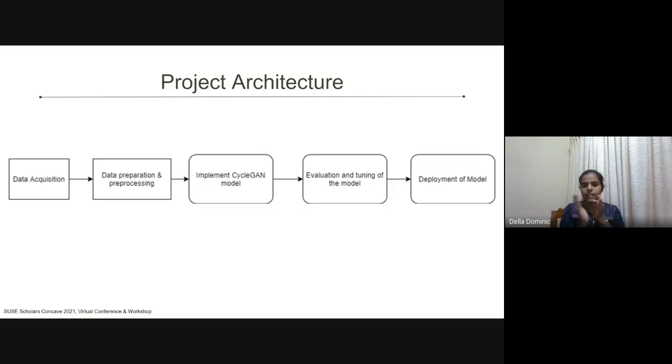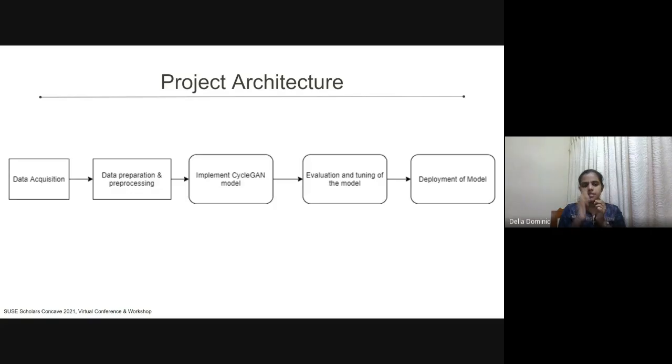Since we are using MRI and the corresponding CT, we have to compare pixel to pixel, actually comparing the pixel to pixel intensities. So in that case, we need to align both the images, and co-registration is a very complex pre-processing step that needs to be done for paired images.